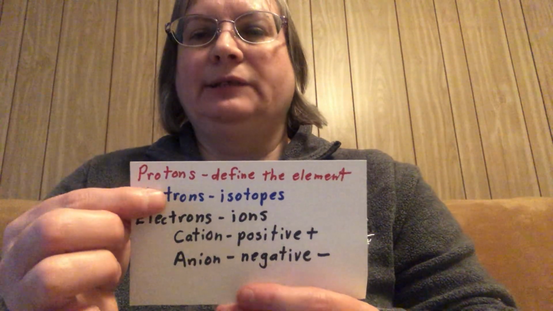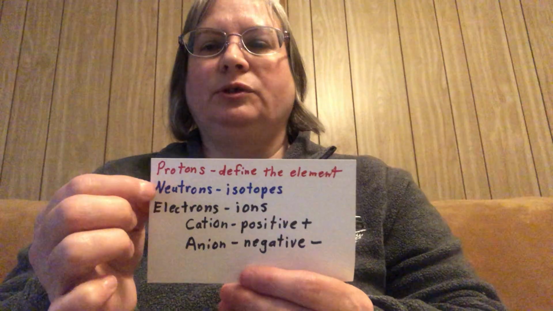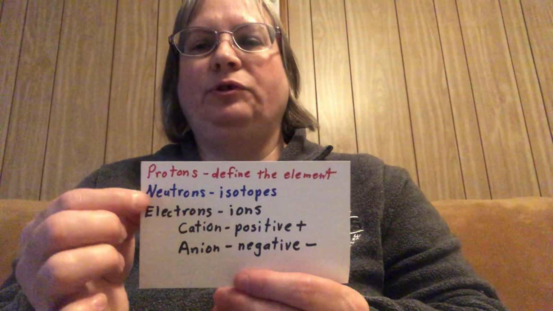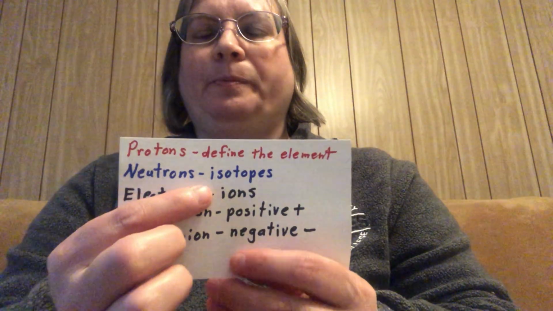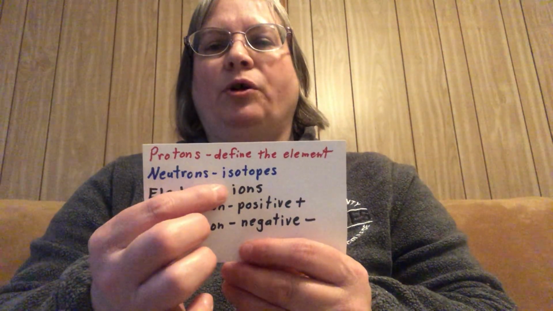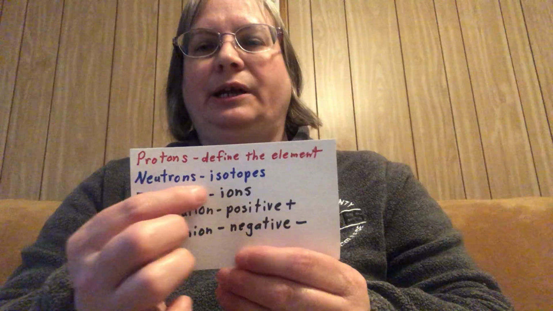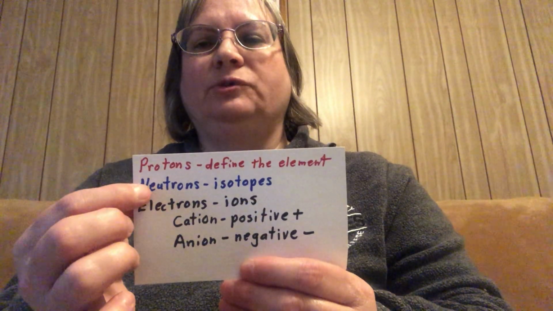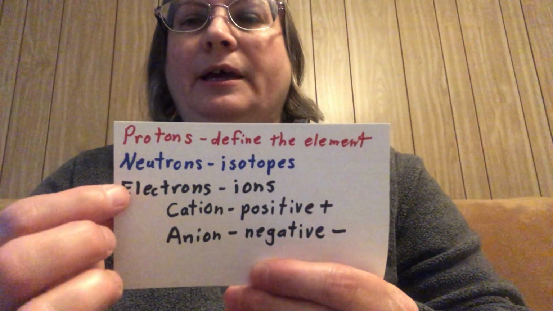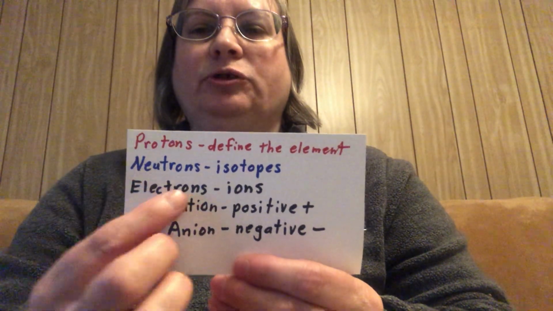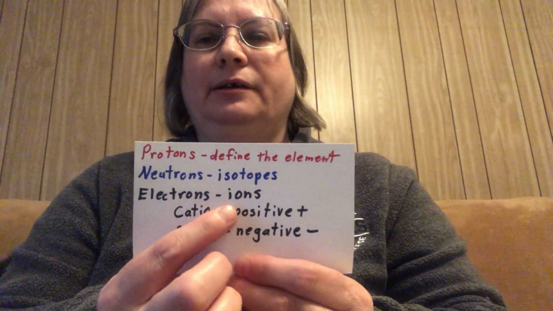So neutrons, if you change those, usually it's more, not less, but if you change the number of neutrons, you get an isotope. And we will talk more about those later. I'm not going to go into it now, but just know that if you change the number of neutrons, you get an isotope. If you change the number of electrons, you get an ion.